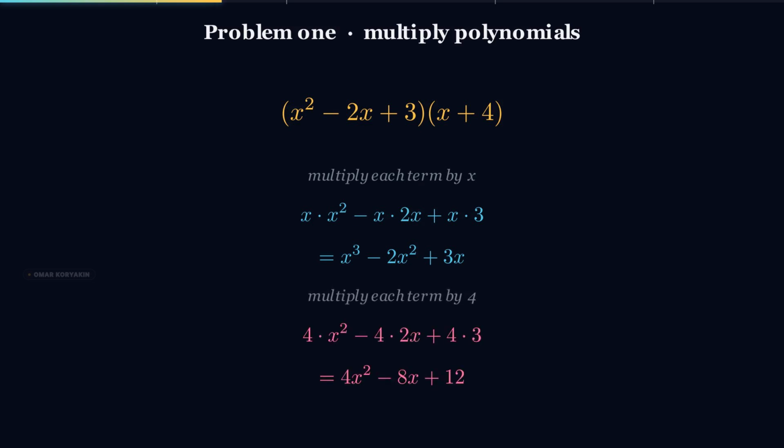Now multiply each term of the quadratic by 4. 4 times x squared is 4x squared. 4 times negative 2x is negative 8x. 4 times 3 is 12. The second row simplifies to 4x squared minus 8x plus 12.